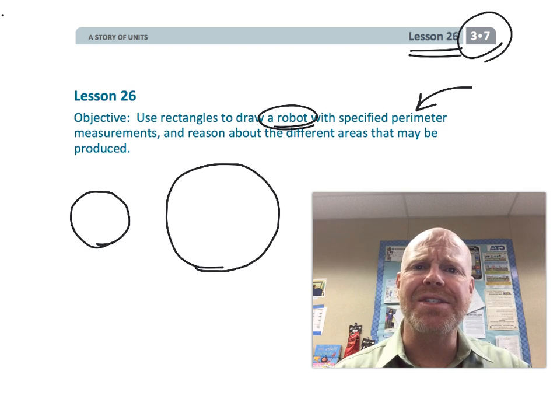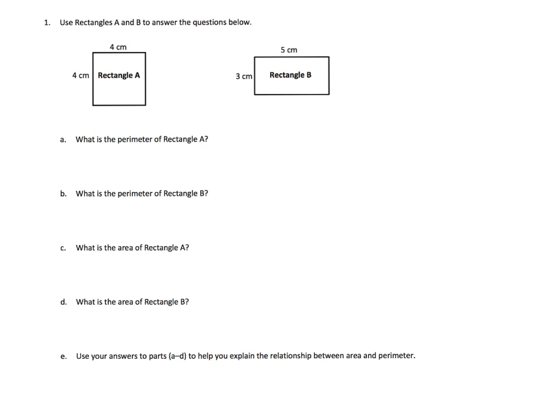So let's get started. All right, so we are supposed to use these rectangles, rectangle A and rectangle B, to answer the questions. Now, first off, parents and teachers, heads up. They're calling this a rectangle because it is. It also has another name, which is square. But remember, squares are just very special rectangles, and so we're allowed to call that a rectangle. So don't let that trip up your students.